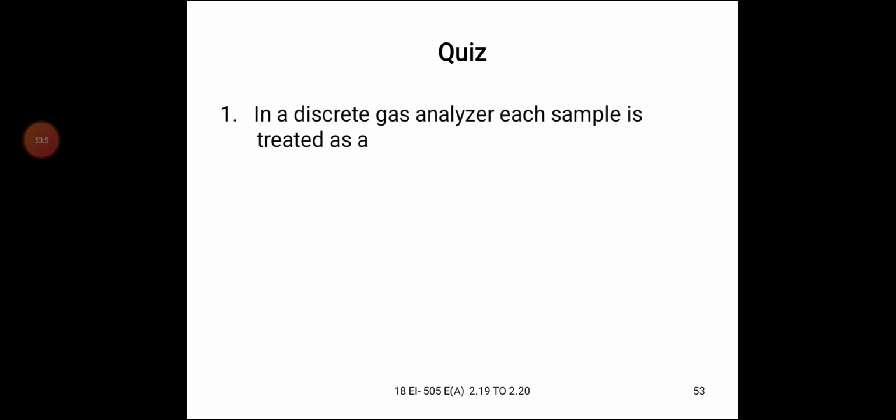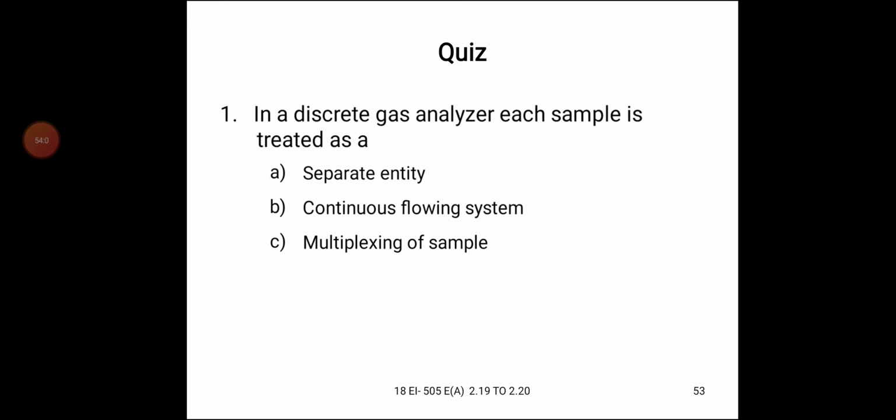Quiz: in a discrete analyzer, each sample is treated as a separate entity. A. Discrete analyzer. B. Continuous flowing system. C. Multiplexing of sample. The answer is discrete analyzer. Each sample is treated as a separate entity. So the answer A is correct.